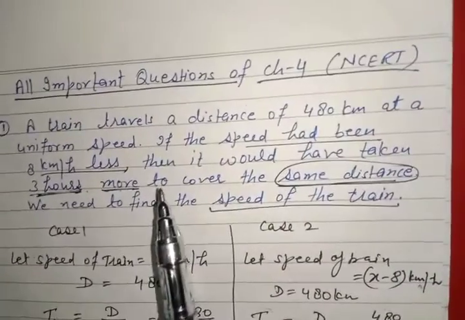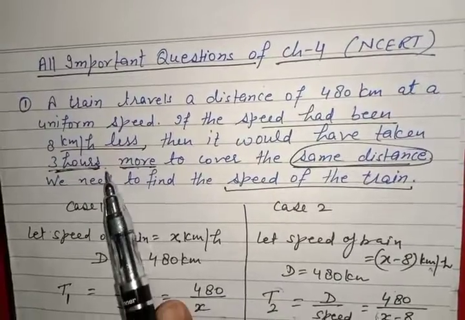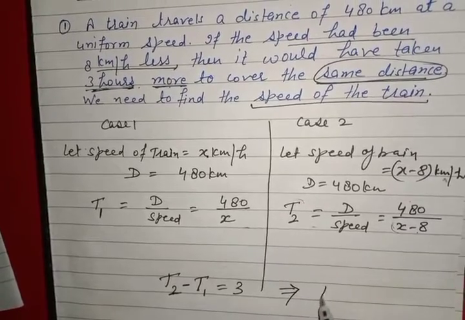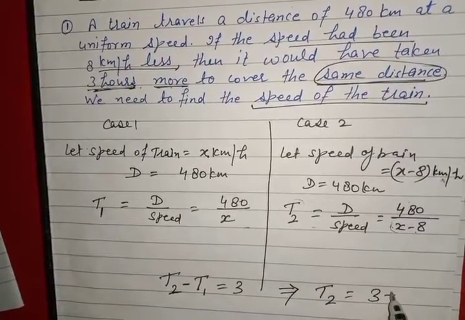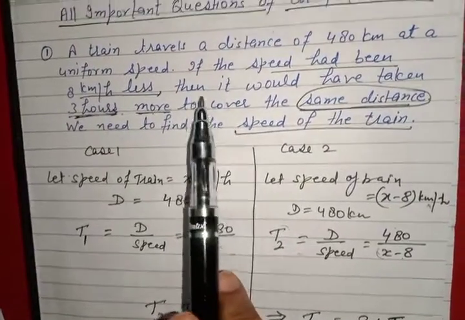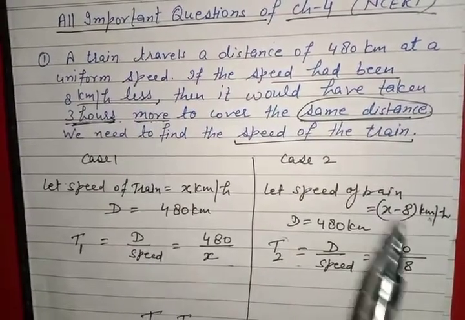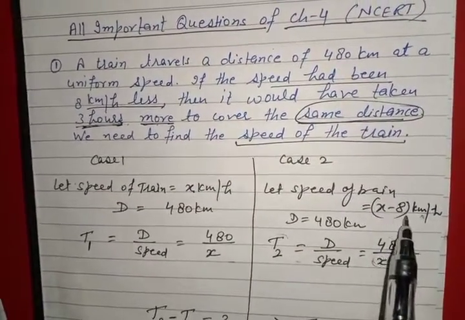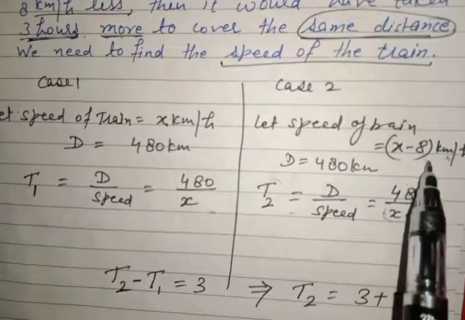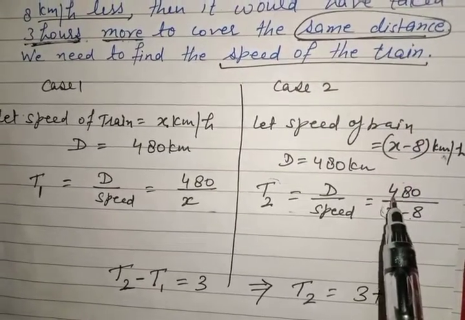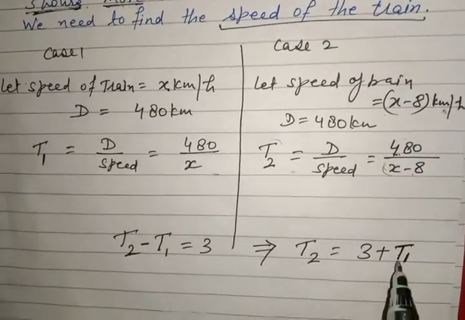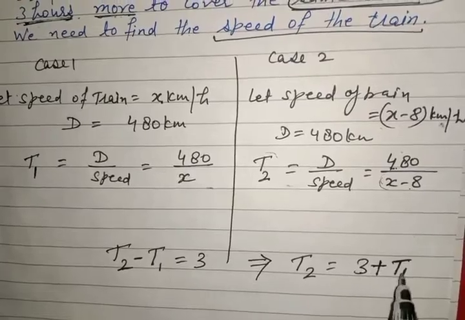Or you can make it like this also. It would have taken 3 hours more. You can shift this t1 to the other side, meaning another form of this equation you can make this way also: 3 hours more than the previous time. It would have taken 3 hours more, because if we decrease the speed, definitely we have to take more time to reach our destination of the same distance. Distance is the same and we are reducing our speed. So it means we need to take 3 hours more. So 3 plus t1 here.